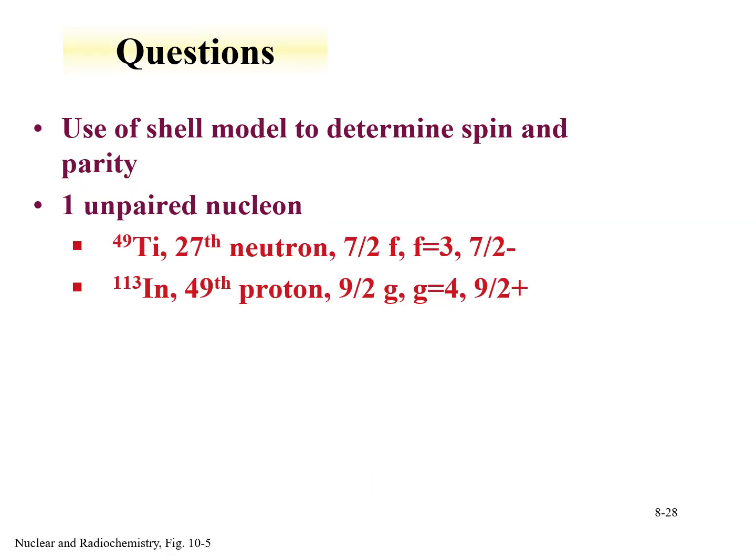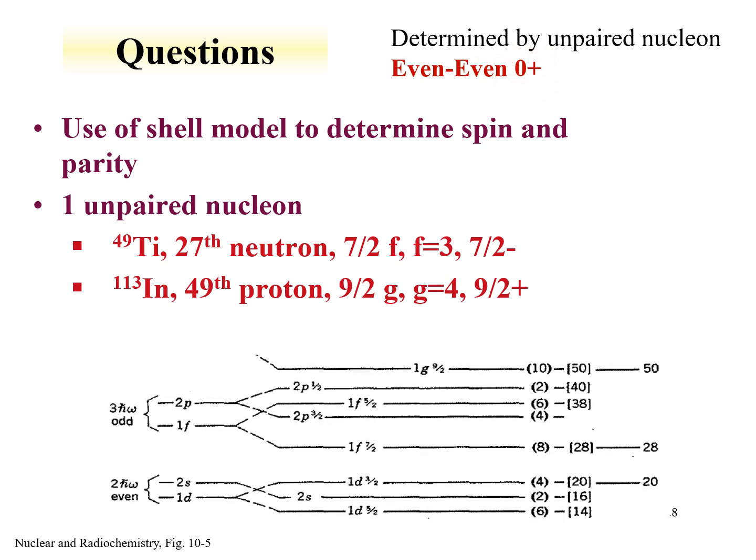Another important concept discussed in this lecture is the use of the shell model to determine spin and parity. And we discussed that the spin and parity is determined by unpaired nucleons in the nucleus. All even nuclei, there are no unpaired nucleons, even number of protons, even number of neutrons. All even nuclei have ground state spin and parity of 0 plus.